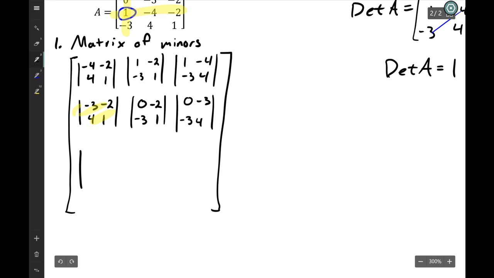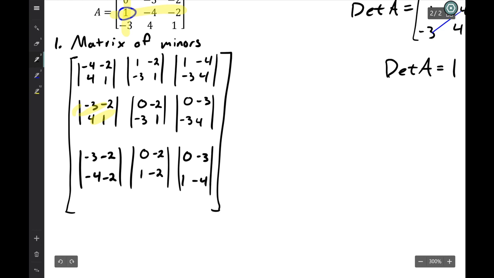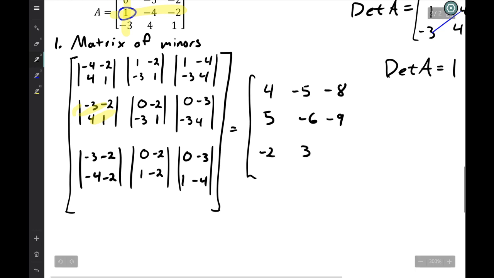determinants. Okay, so this is -3, -2, -4, -2. This one is 0, -2, 1, -2. And then I have 0, -3, 1, -4. Okay, and then you just have to go through and actually evaluate all of these determinants. Because I know all of you know how to evaluate determinants, when you go through and do this, you get 4, -5, -8, 5, -6, -9, -2, that should be a 2, not a 3. That's what happens when you're just copying from a worksheet.